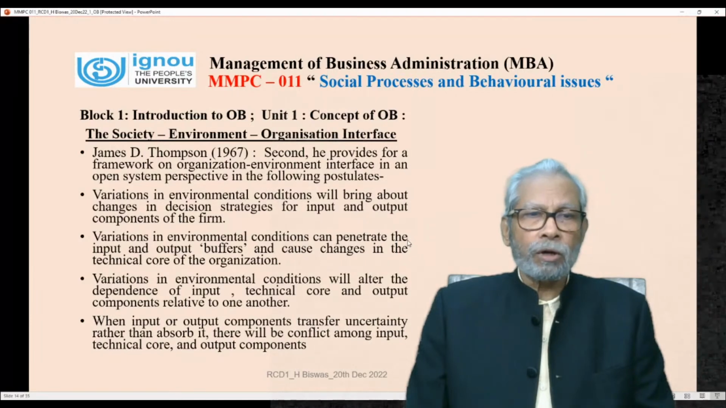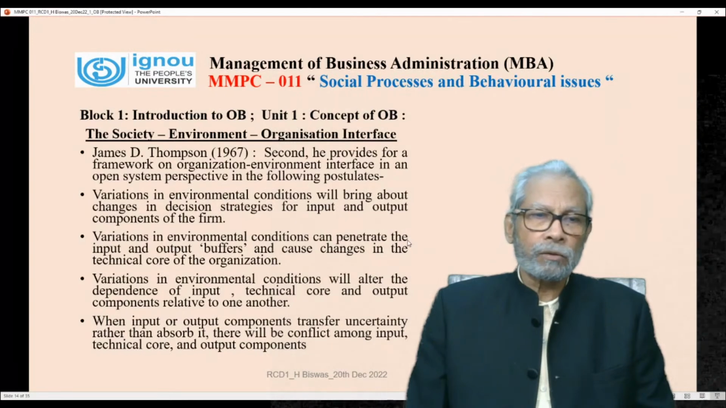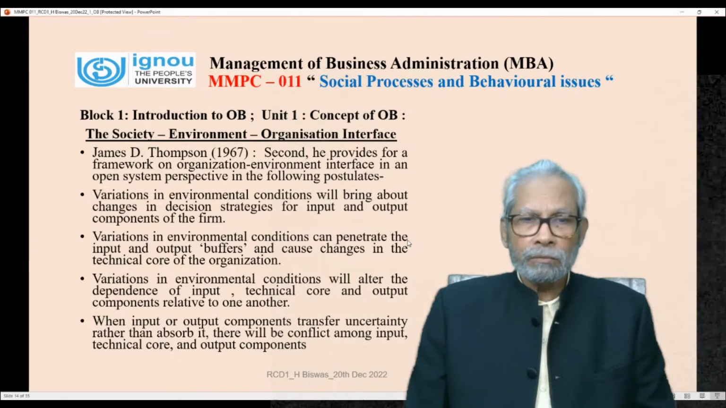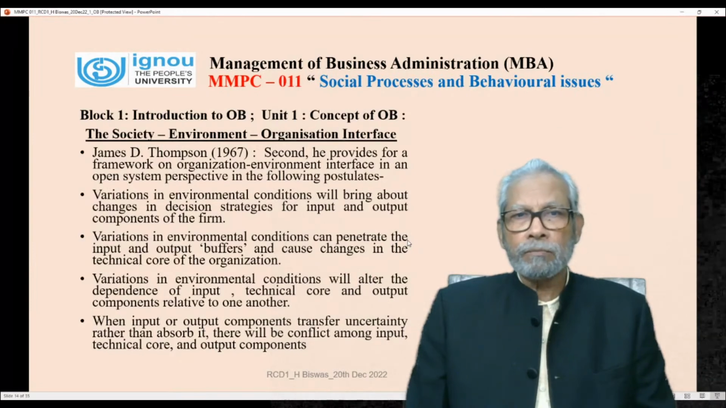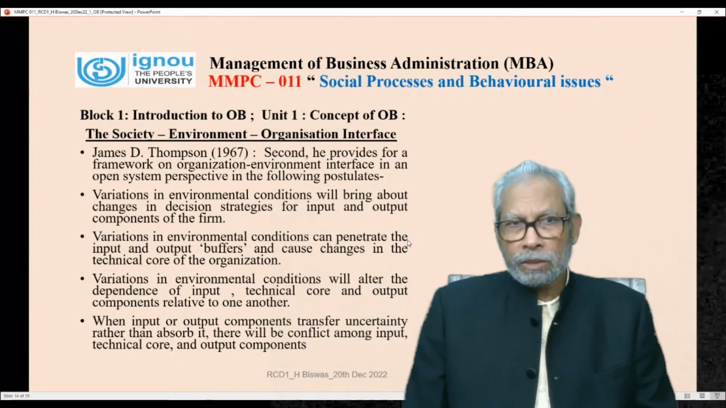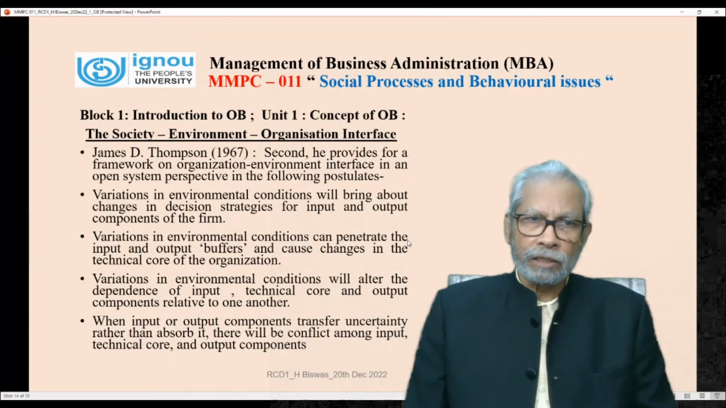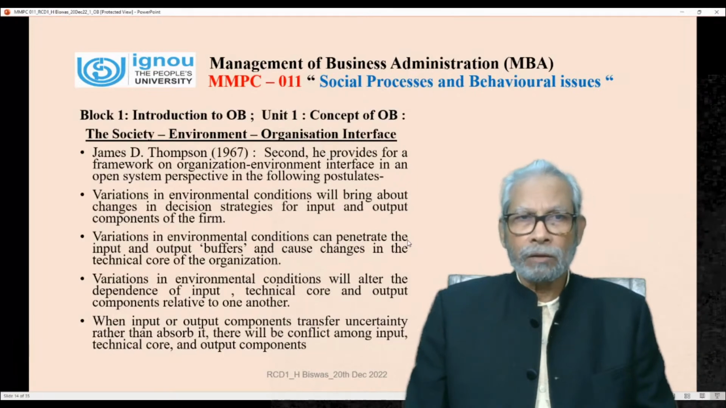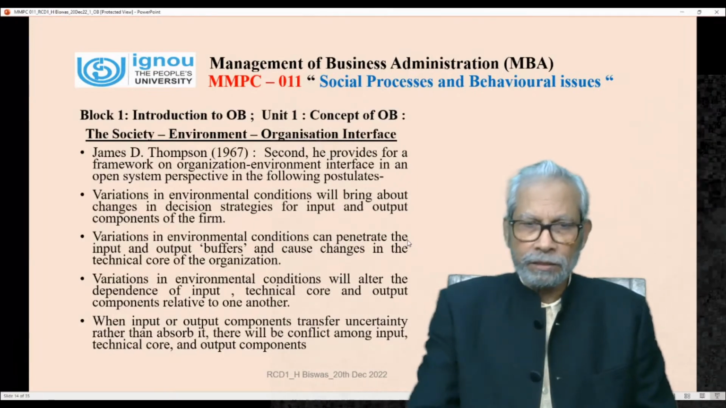When input or output components transfer uncertainty rather than absorb it, there will be conflict among the input, technical core, and output components. So here it is basically described how the interface is interlinked, or in other words, how to identify the things.